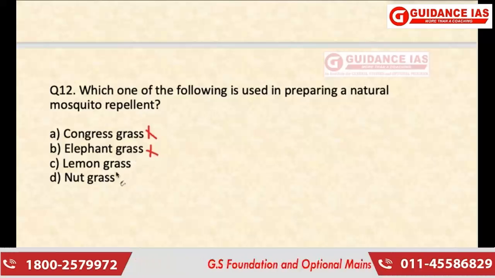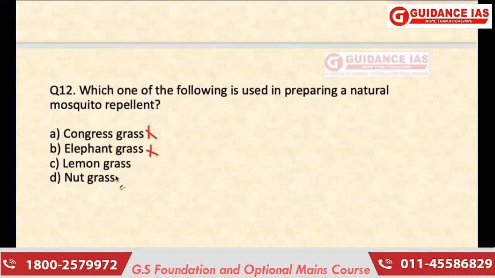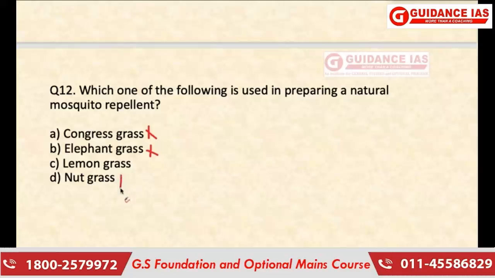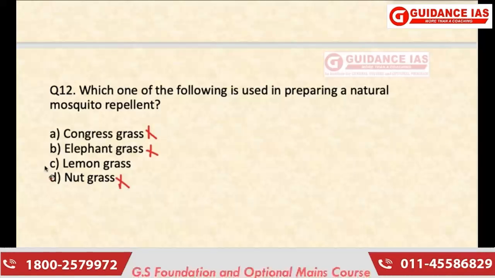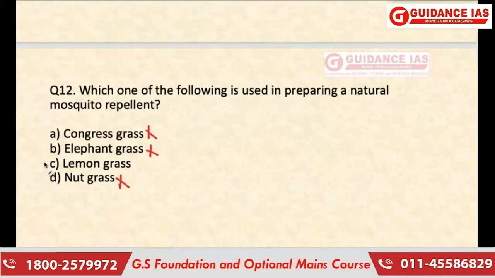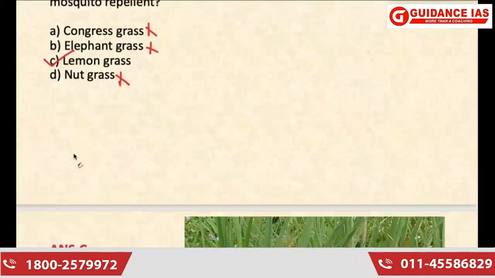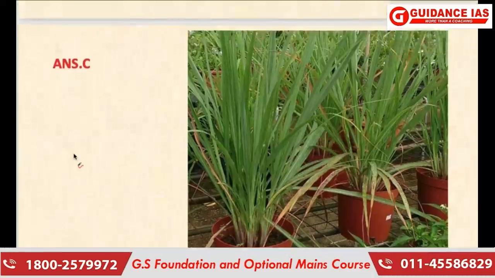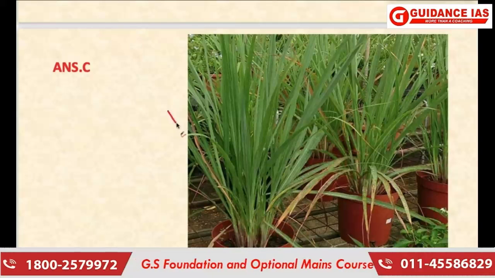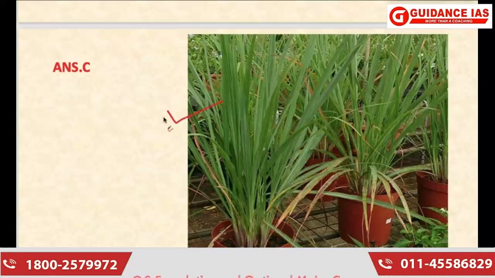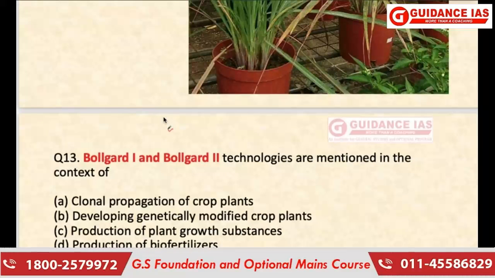The third is the lemongrass, and fourth is the nut grass. So nut grass is also not used as a mosquito repellent. Okay? It is basically used in various kinds of skin treatments, but it is not a mosquito repellent. And therefore, we are only left with option number C, that is lemongrass. To show you the picture of lemongrass, see, this is the lemongrass, right? और इसको हम as a mosquito repellent use कर सकते हैं. Right? Moving ahead with the next question.